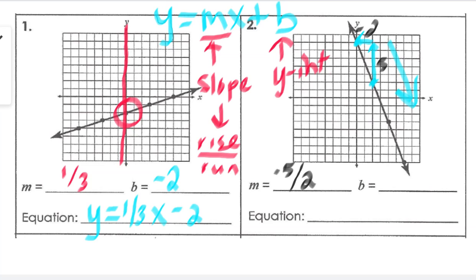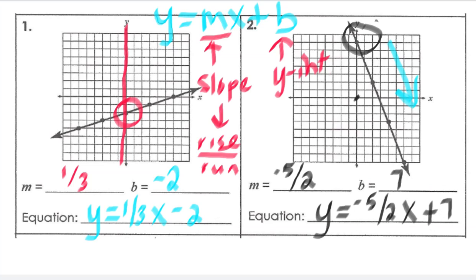Now we want to look at where our y-intercept is. So I'm just going to erase this so we can see. Now our y-intercept is right here. So we count from the origin up. We're going up, so it's going to be positive. 1, 2, 3, 4, 5, 6, 7. So my y-intercept is going to be 7. Now we just rewrite this equation in slope-intercept form. y equals negative 5 over 2x plus 7.